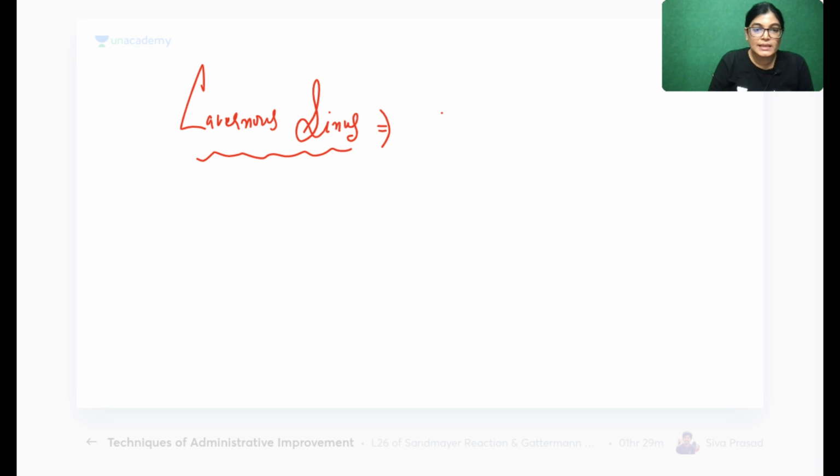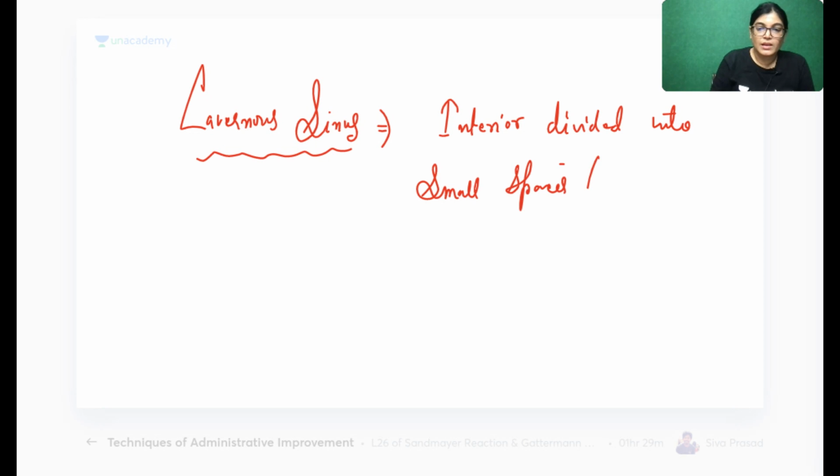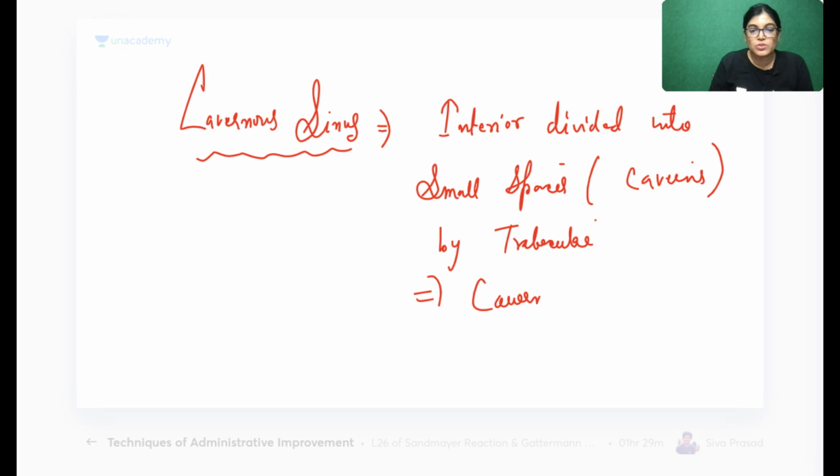So what you will see is that the interior is divided into small spaces called caverns, and this is divided by trabeculae. So the name given to it is cavernous sinus.